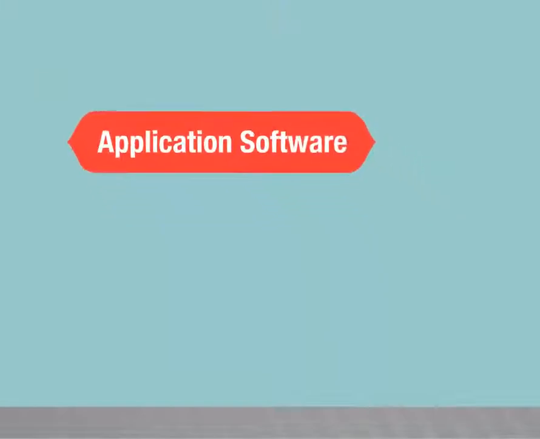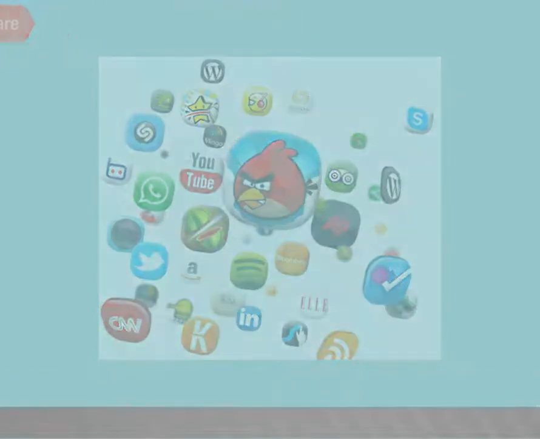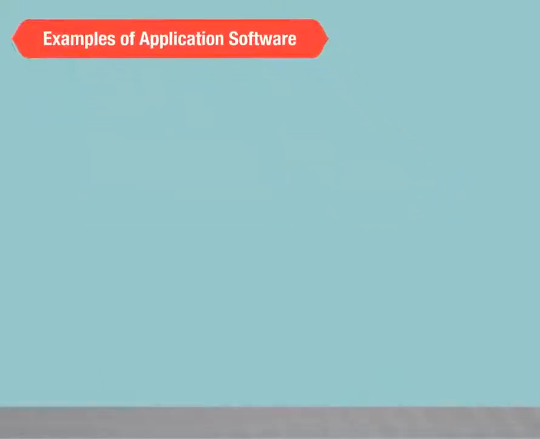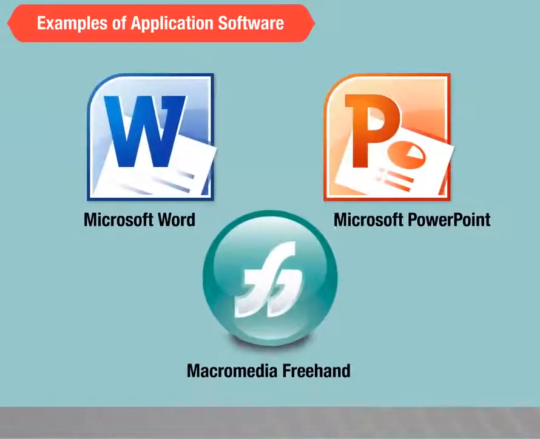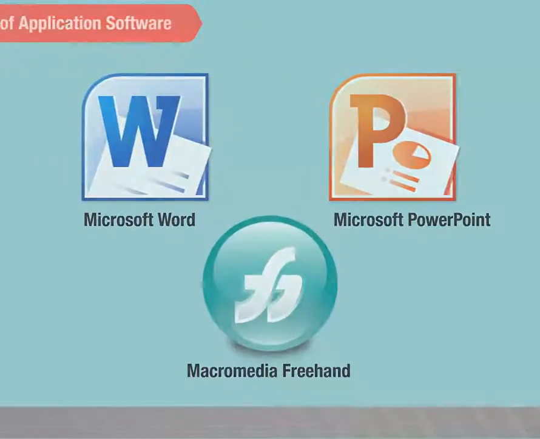Application software. Application software is computer software designed to help the user to perform singular or multiple related specific tasks. Examples of application software: Microsoft Word, Microsoft PowerPoint, Macromedia Freehand.